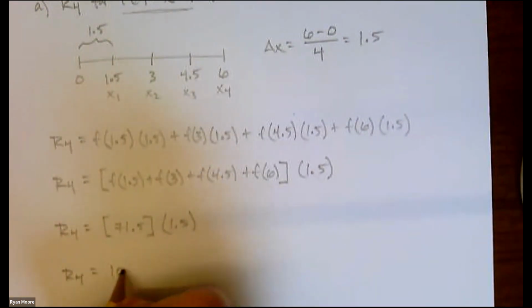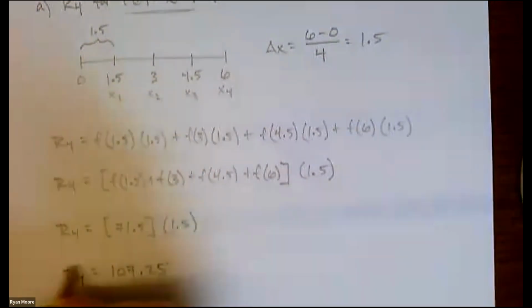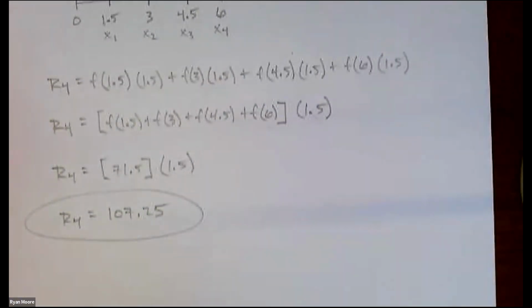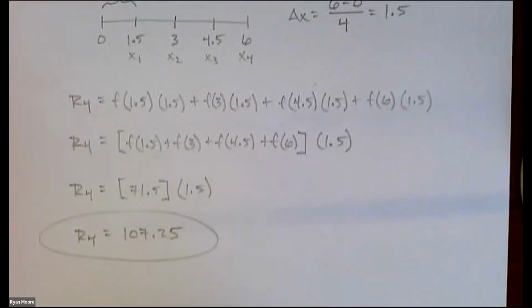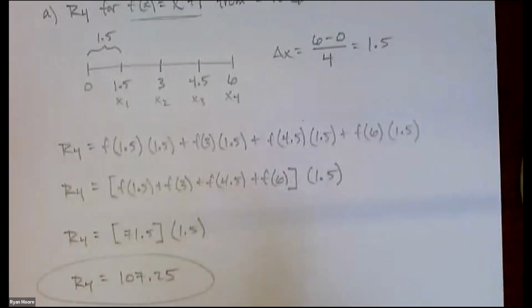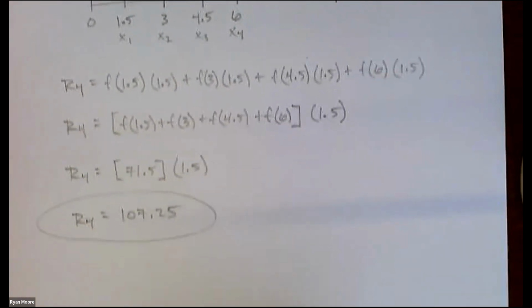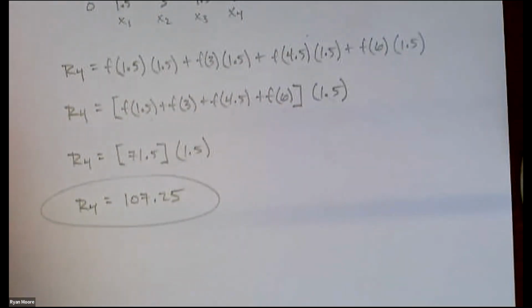My final answer, 107.25, the approximation. Now, without the drawing, we're not sure if this is an over approximation or an under approximation. We don't really care. We're just trying to get R4. If we wanted to know if it was over or under, we should probably actually look at the graph. But not our concern right now. Okay. Part B.